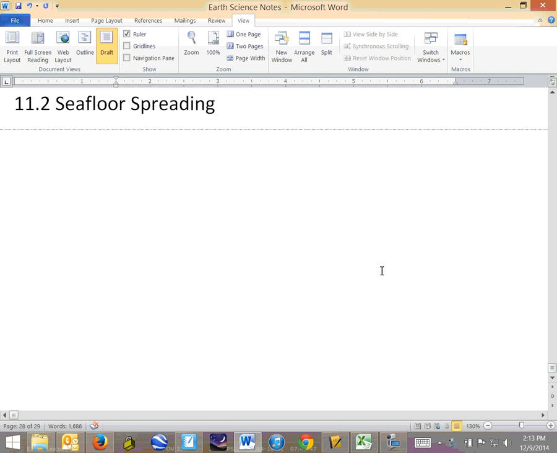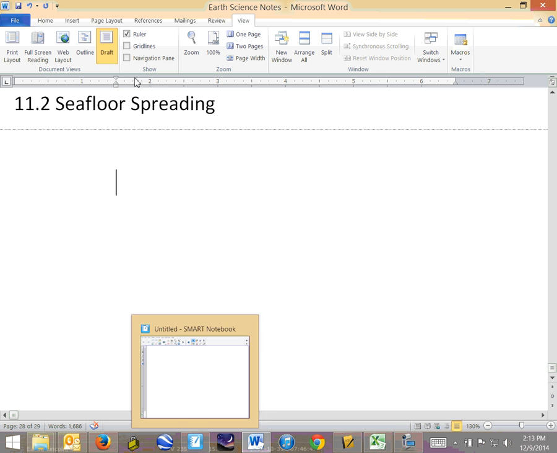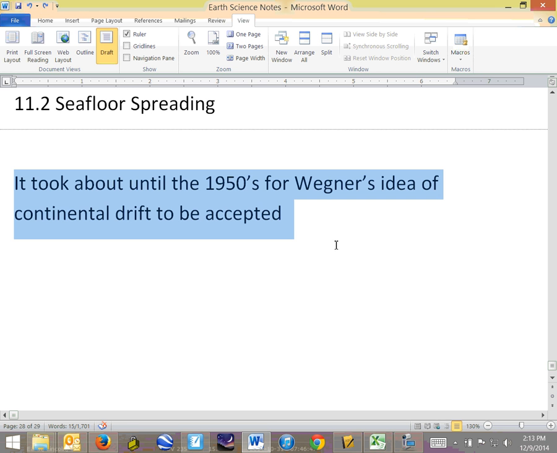The biggest problem that Wegener had, however, in this idea is that he couldn't explain how these sort of things happen, so nobody really took him seriously. He ends up dying in Greenland, and his ideas are forgotten for a little bit. So it took a big-time political event for Wegener's ideas to start to become more widely accepted, and it took until about the 1950s.